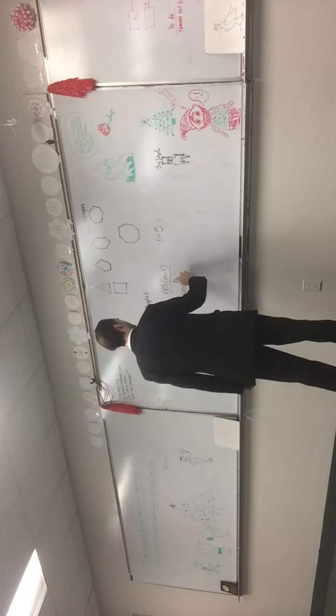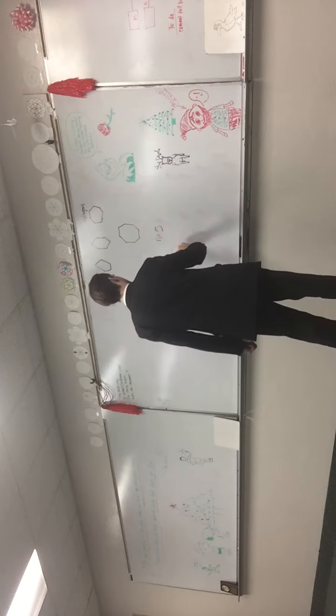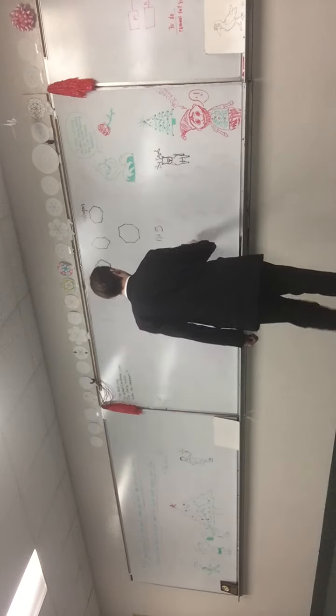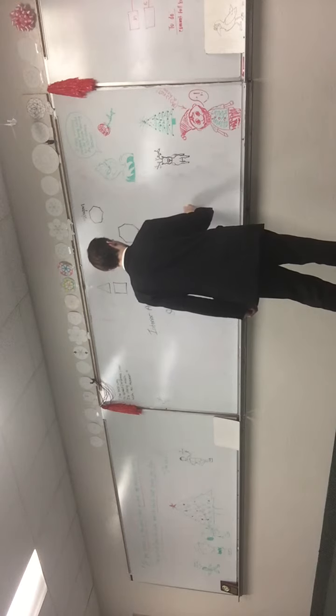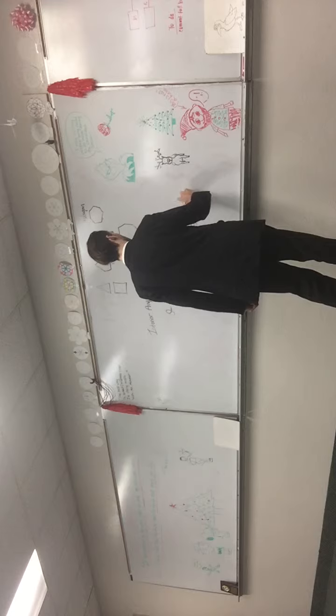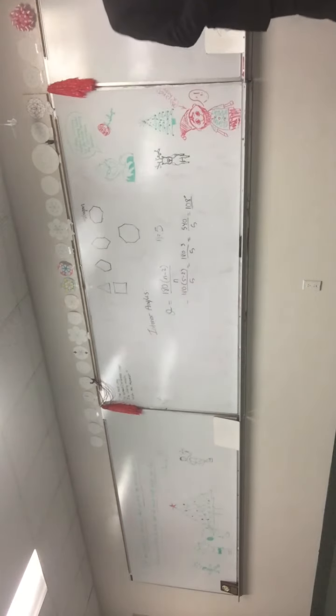180 times 5 minus 2 over 5 equals 180 times 3 over 5 equals 540 over 5 equals 108. Did everyone get 108 degrees? Yeah. All right, you know how to do it.